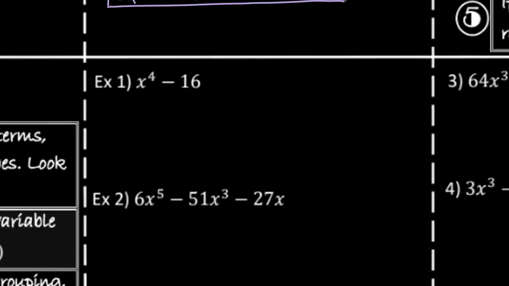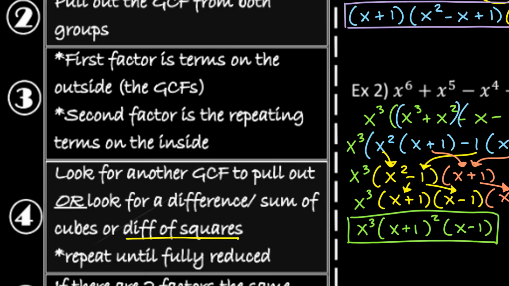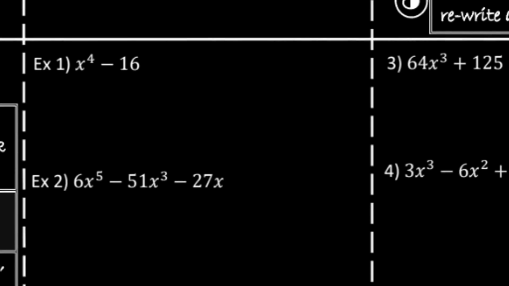X to the 4th power minus 16. Is this sum or difference of cubes? No. Are there 4 terms that we can then group? No. So this is when we're going to use quadratic form. We're going to replace x squared with g. Because now, how many g's will replace x to the 4th power? 2. So now this becomes g squared minus 16.